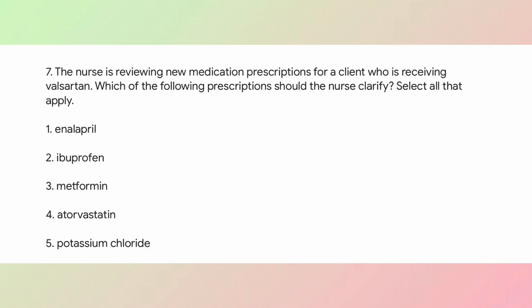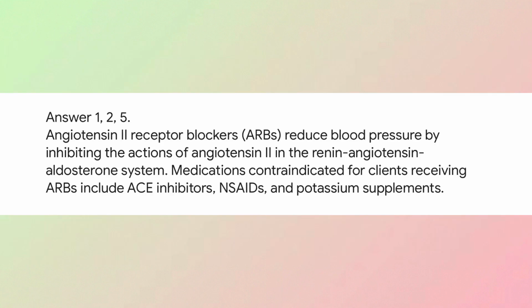7. The nurse is reviewing new medication prescriptions for a client who is receiving valsartan. Which of the following prescriptions should the nurse clarify? Select all that apply. 1. Enalapril. 2. Ibuprofen. 3. Metformin. 4. Atorvastatin. 5. Potassium chloride. Answer 1, 2, 5. Angiotensin II receptor blockers (ARBs) reduce blood pressure by inhibiting the actions of angiotensin II in the renin-angiotensin-aldosterone system. Medications contraindicated for clients receiving ARBs include ACE inhibitors, NSAIDs, and potassium supplements.